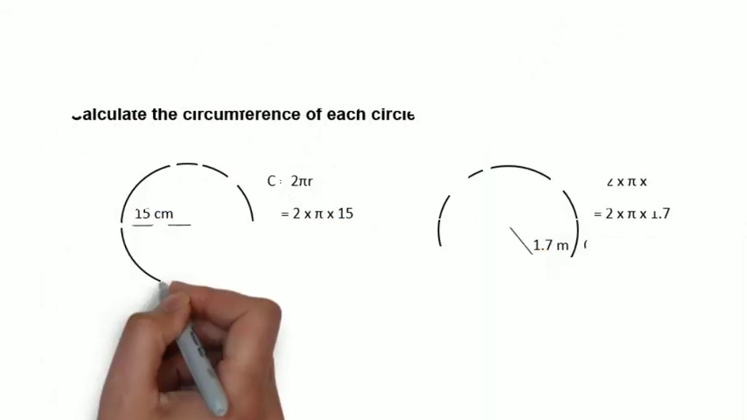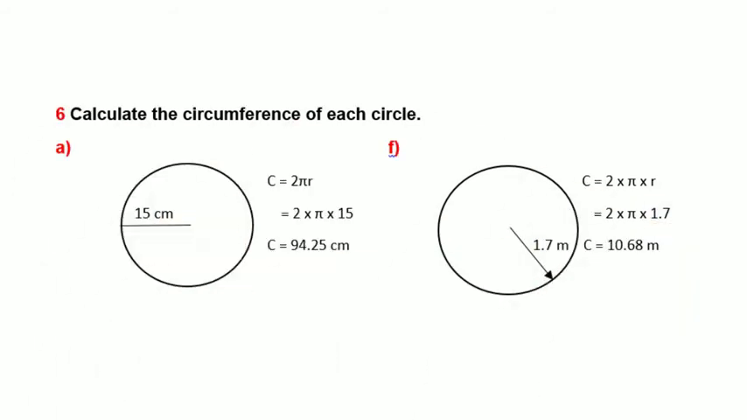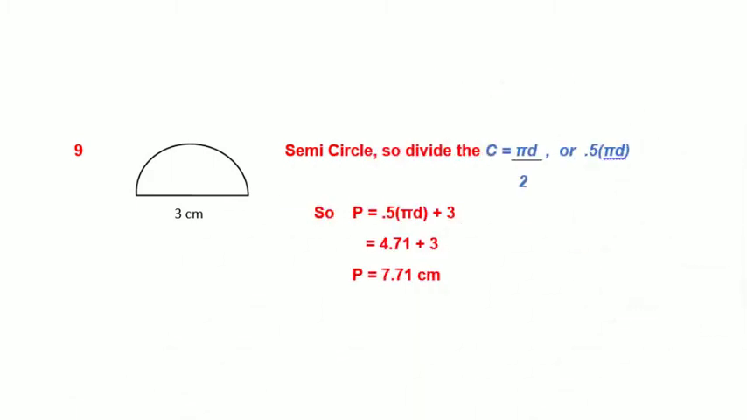Question 6, which I'm brilliantly drawing now, is using 2 pi r. Part A, 2 times pi times 15, and then part F, 2 times pi times 1.7. That's an example of C equals 2 pi r. Question 9 deals with a semicircle. So the circumference, semi meaning half, means it's half the normal circumference. C equals pi d divided by 2. Don't forget, you need to add in that 3 centimetres if you are going to do the total of the outside edge.